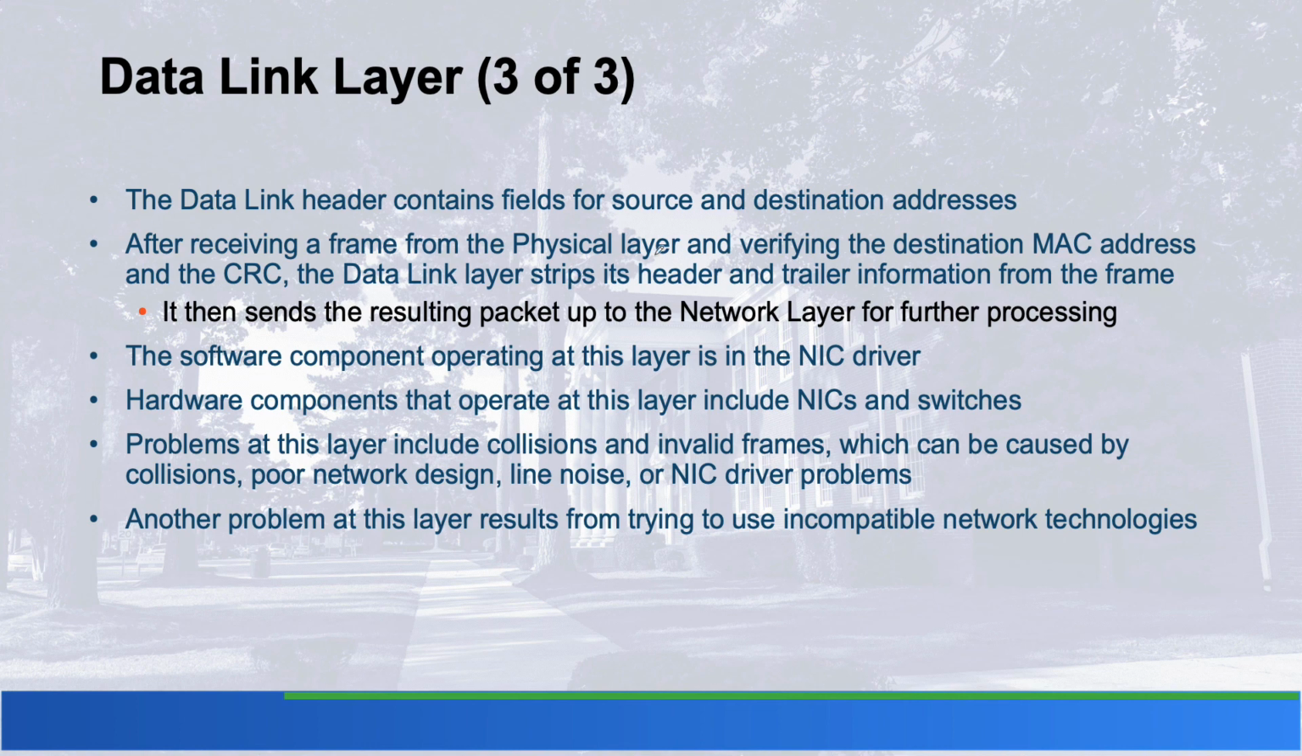The data link layer contains the source and destination address, the physical one, so that's the source and destination MAC address. It also has the cyclic redundancy check that allows me to make sure the data hasn't been altered or corrupted. The software component operating this layer is the driver. So when you install a NIC driver on the computer, it's operating at the data link layer.